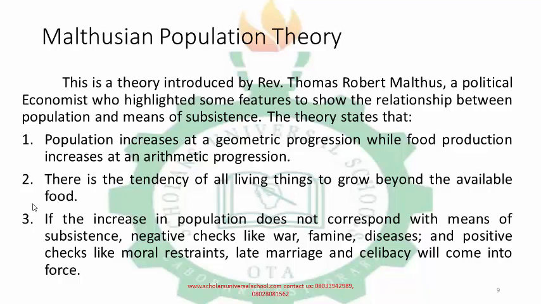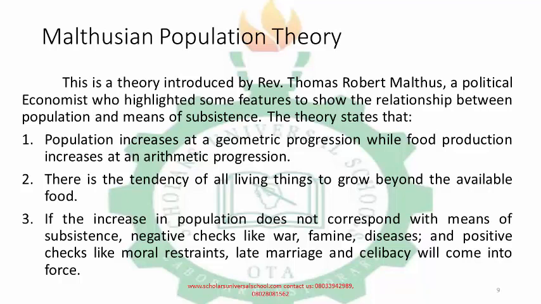Then he introduced two different checks that can be put in place to check this high level of population growth compared to the available resources. He said we can have the natural check, or positive check, which is the occurrence of war, famine, and diseases. We know that when there is war, famine, and diseases, it will end up reducing the population of a country, which will help to reduce the rate at which the population is growing compared to the available resources.